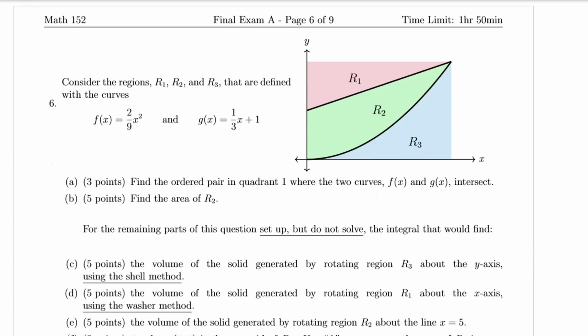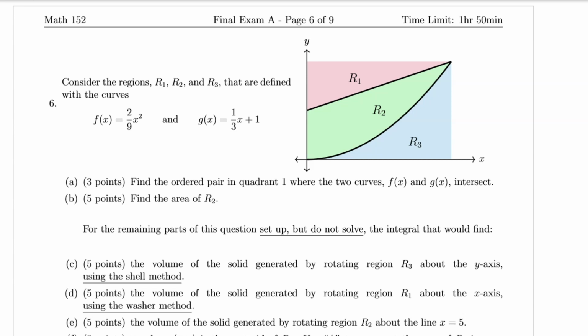All right, question 6 says, consider the regions R1, R2, and R3 that are defined with the curves f of x equals 2/9 x squared and g of x equals 1/3 x plus 1. So we have these three regions that are defined by a parabola and a linear function. Part A wants us to find the ordered pair in quadrant 1 where the two curves f of x and g of x intersect. And then part B wants us to find the area of R2, which is colored in green in the image above.